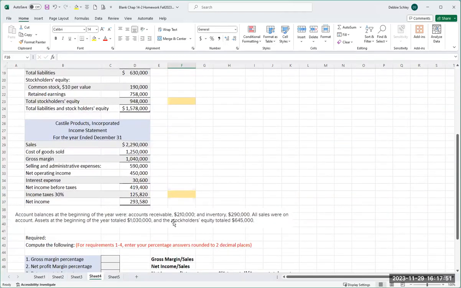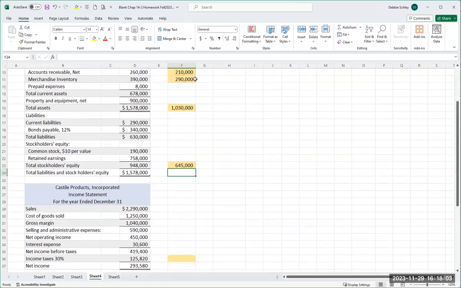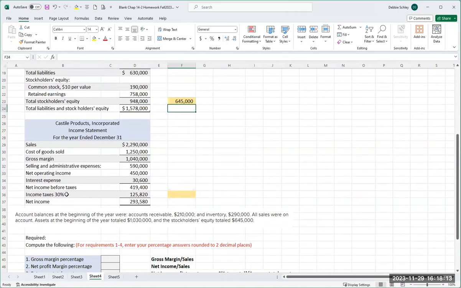And the stockholders' equity totaled 645,000. Those numbers are important if we need to find an average. We take the beginning plus the one on the balance sheet and divide by 2. And then I'm going to reference my income tax rate right there because I'm going to need that for one of my calculations.